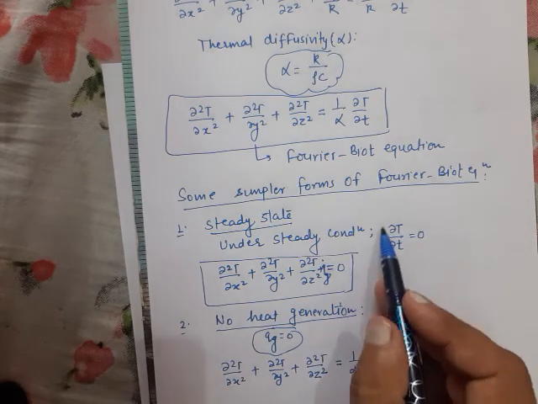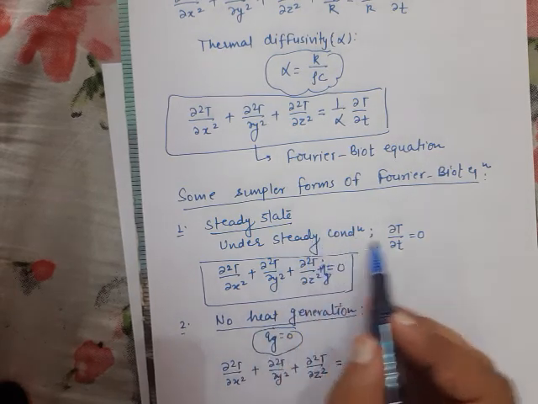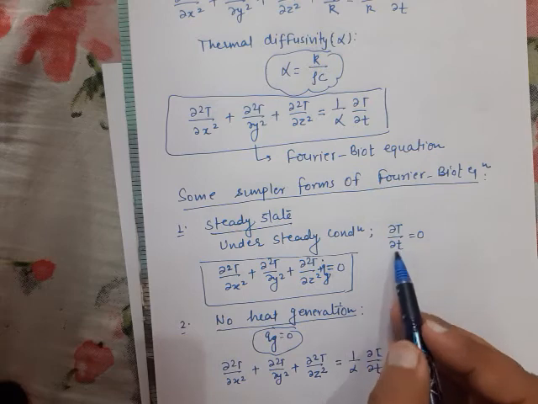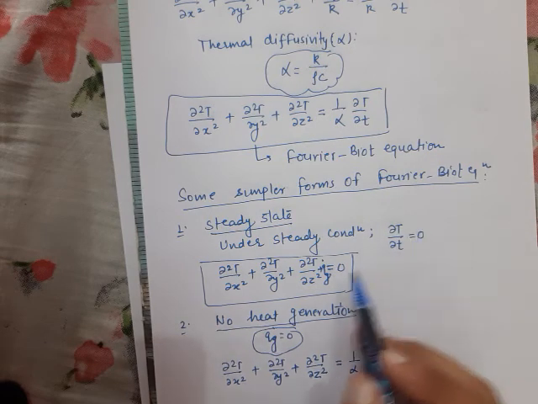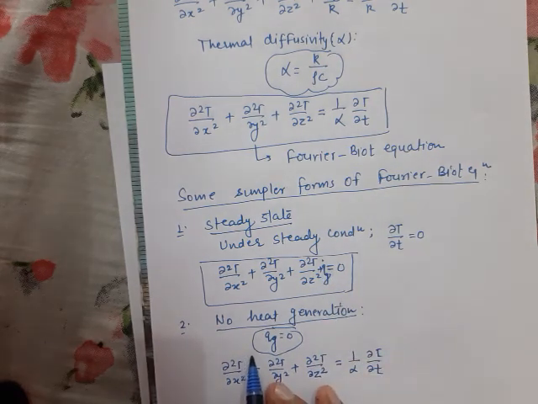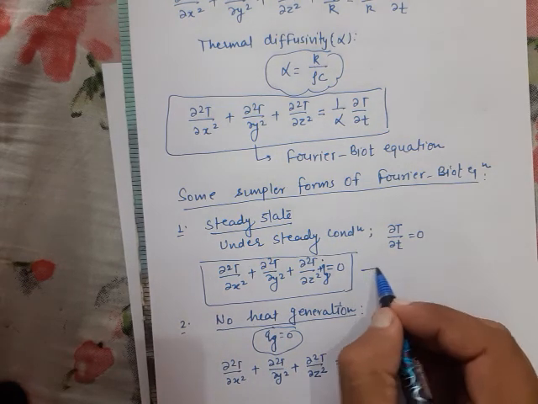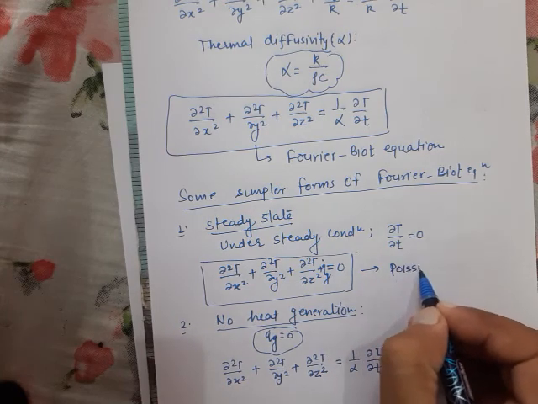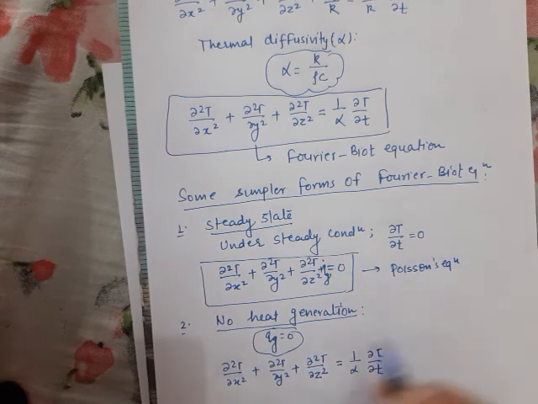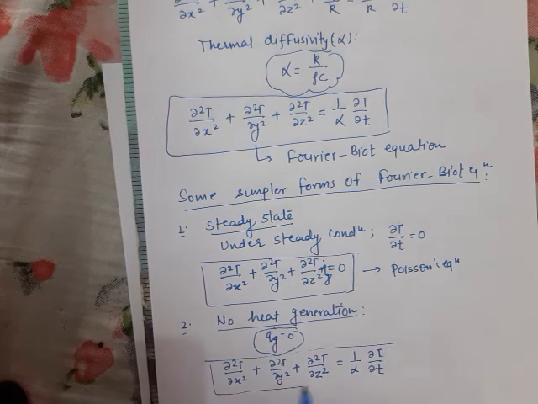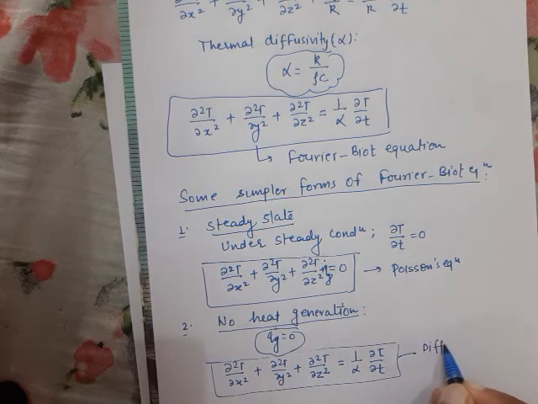In the first case I used the approximation of steady conditions. In steady conditions, the temperature would not change with respect to time, so this term is 0, but Q dot G would be there. In the second expression, I took Q dot G equal to 0, let there be no heat generation. This equation is known as Poisson's equation, and this equation is known as the diffusion equation.